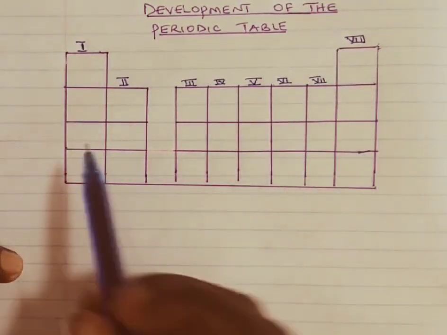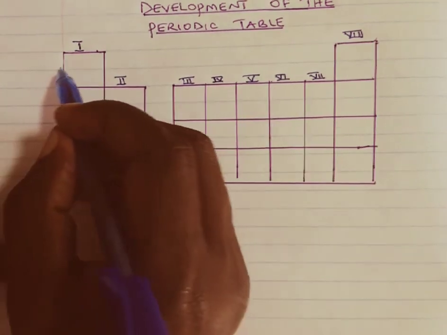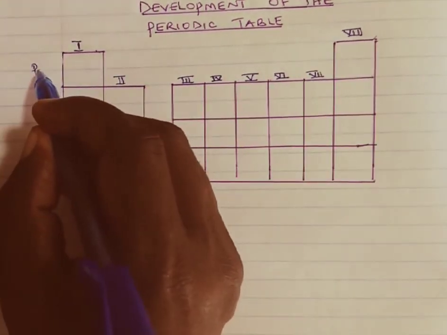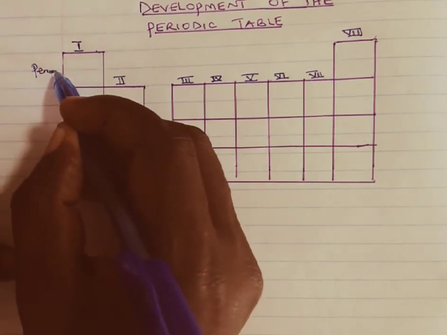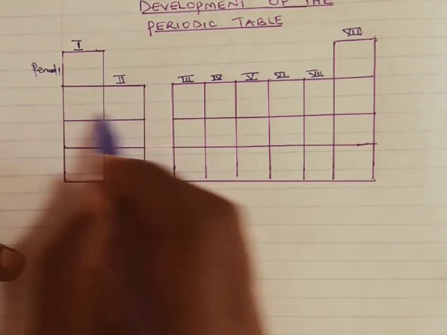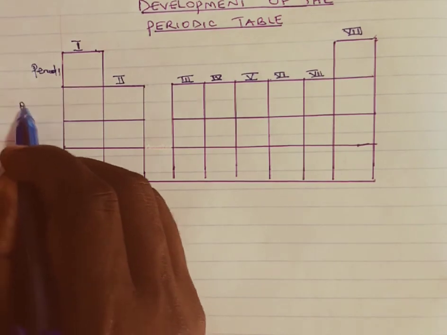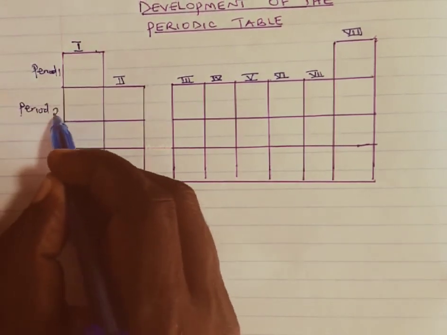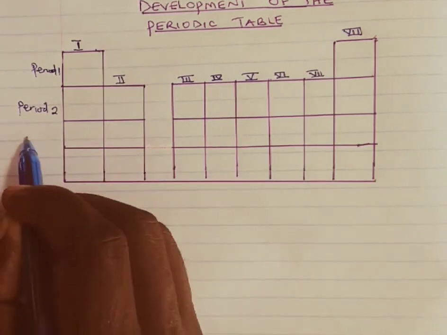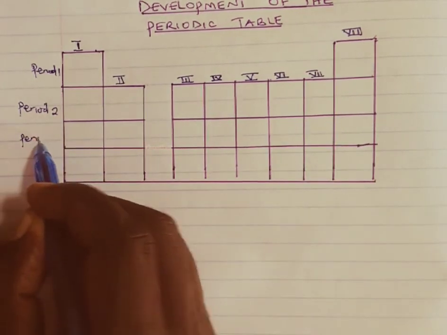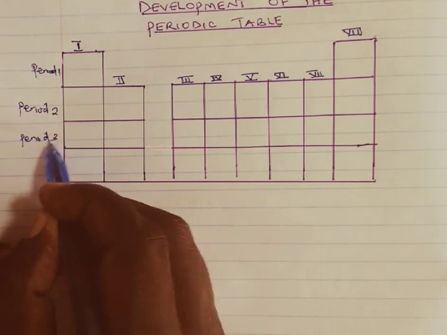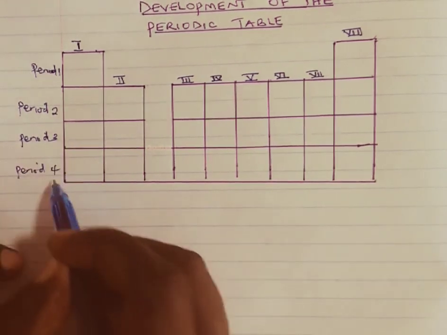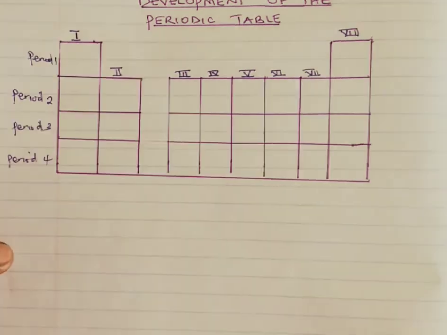Then of course the rows represent periods. So the first two elements belong to period 1. Then the second row represents period 2 elements. Then the third row represents period 3. And the fourth one represents period 4 elements.